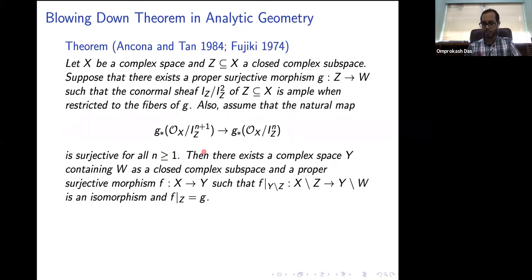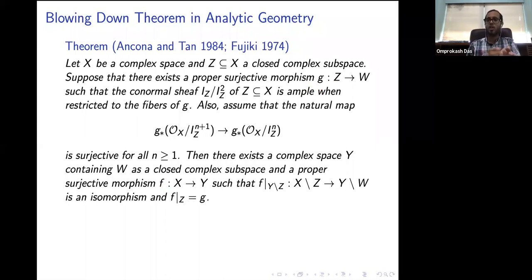Then the conclusion is that there exists a complex space Y that contains W as a closed complex subspace, and a proper morphism f from X to Y, such that outside of Z and W, it is an isomorphism. In other words, f is bimeromorphic, and when I restrict f to Z, it immediately becomes g. Okay? So it's sort of like going the other way around, right?